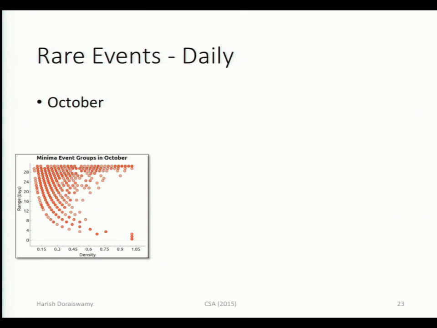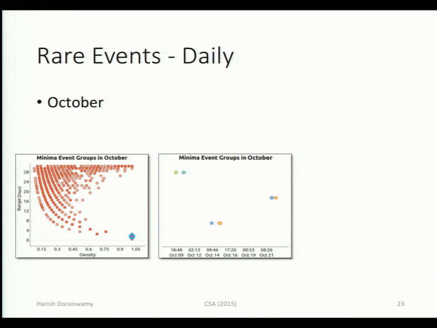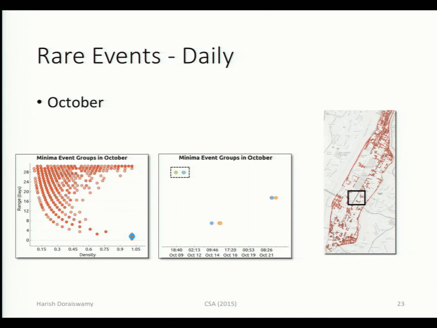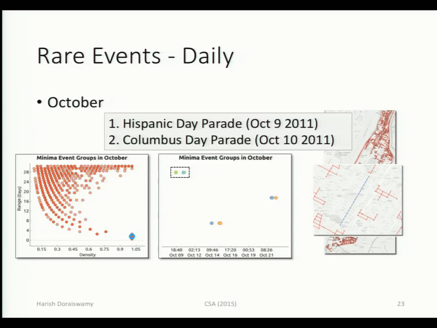And say instead of daily or hourly events, I want to look at daily events that occur. And here again, the range is now in days, so the density is in days. And if I look at events that occur for 2 days, we have three different events. And if I choose the most significant one over there, what we find is, again, an avenue, Fifth Avenue, that is blocked. And this is because of the Hispanic Day Parade and Columbus Day Parade happening one day after the other.